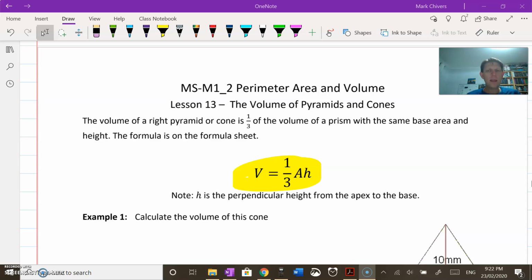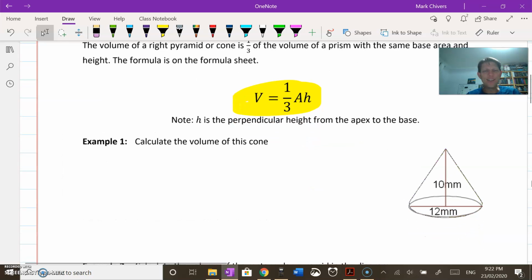actually quite simple. And the formula just given there, which is also on your formula sheet, is the volume equals a third of the area of whatever the base is, times by the height of the pyramid or the cone. So really quite simple. We just need to find the area of the base and multiply it by its height, and we're done. Plus multiplying it by a third, obviously.